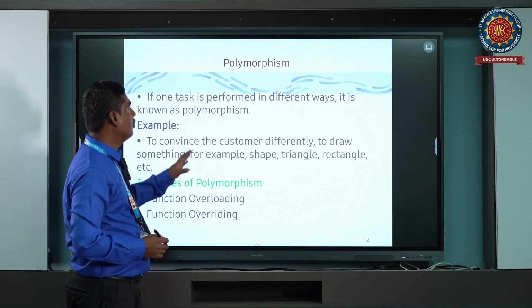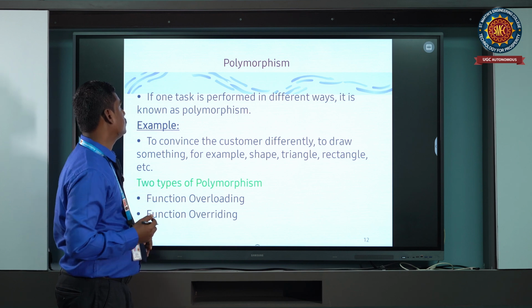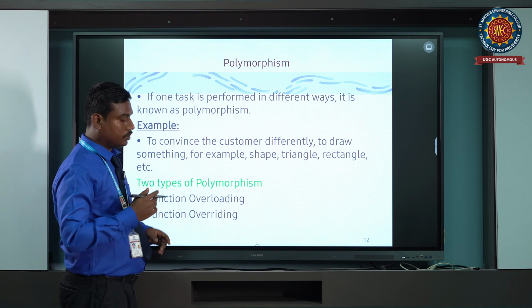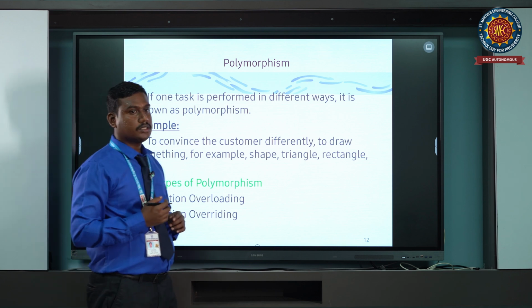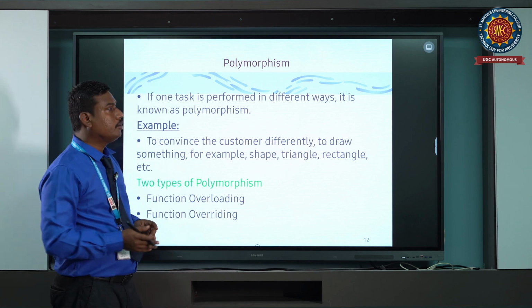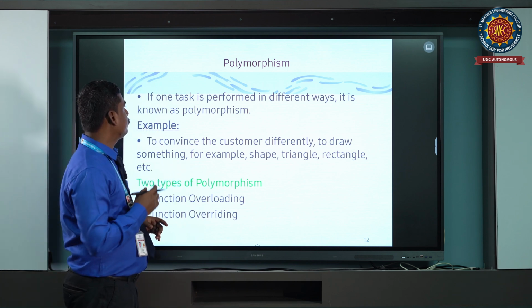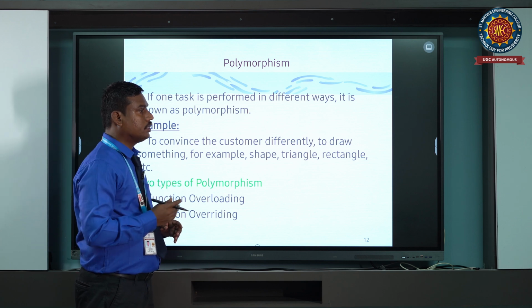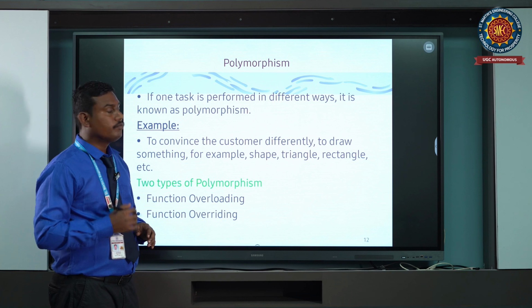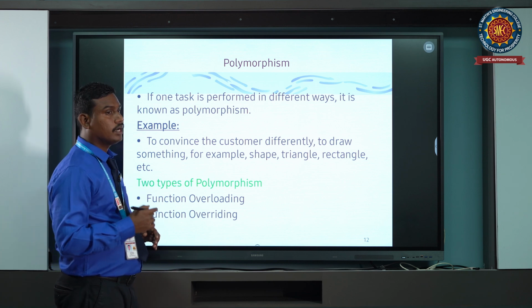Next one is polymorphism. What is polymorphism? If one task is performed in different ways, it is known as polymorphism. We are doing one process in different manners, different styles, and everything comes under polymorphism. In a program, this comes to the functions.